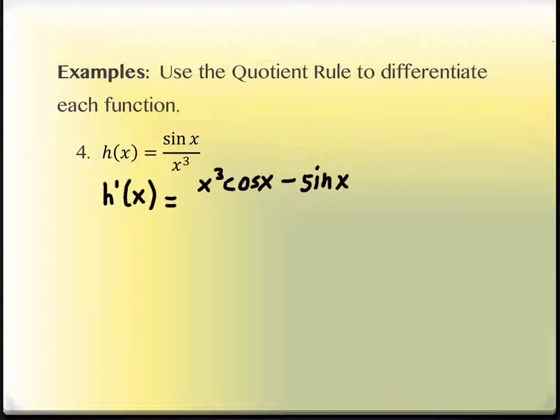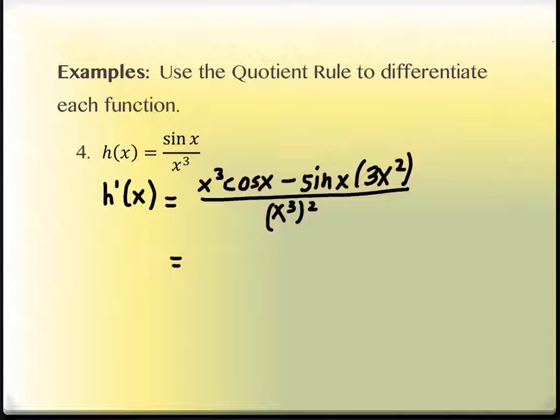And then I want to do the numerator, that's sine of x, and the derivative of the denominator. So what's the derivative of the denominator? 3x squared. And this is supposed to be over what? x cubed squared, which will simplify to x to the 6 in a sec.